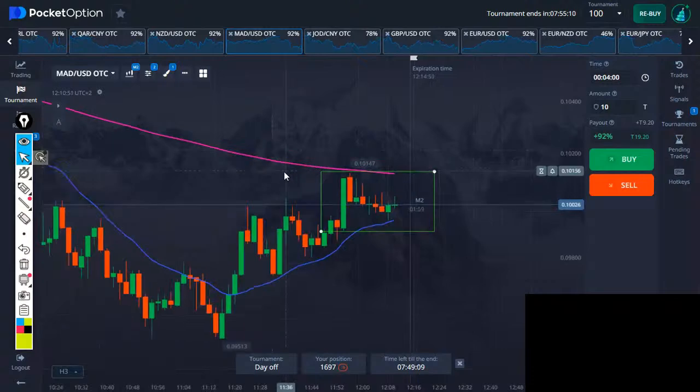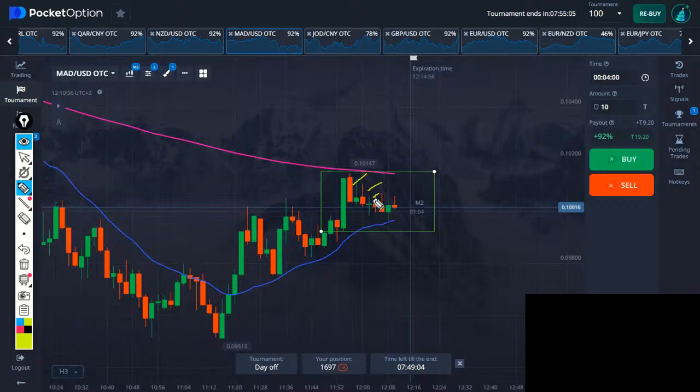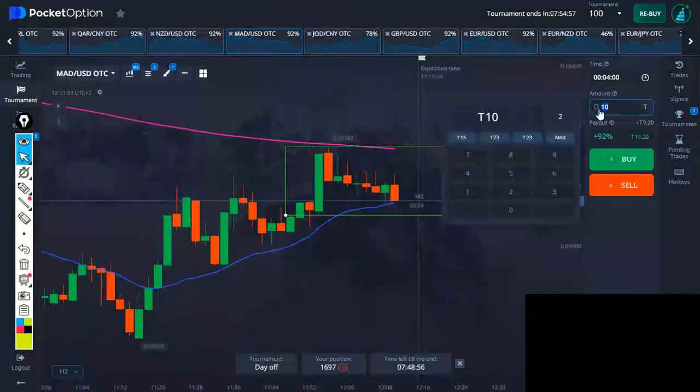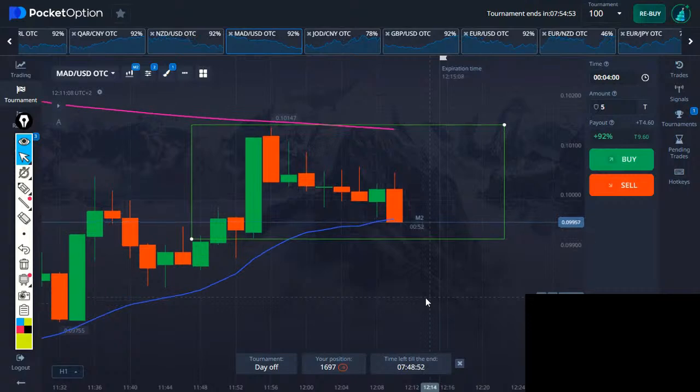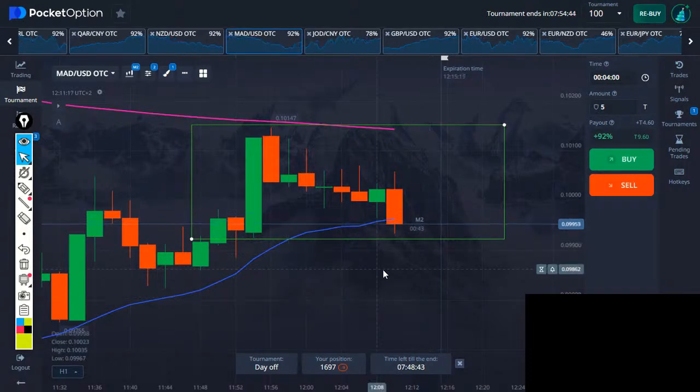I think it will push downwards. We have lots of topping tails forming. So let's wait for our confirmation and we will take a 4 minutes trade to the downside. It's happening. Beautiful. I need to break below the swing low. Come on.